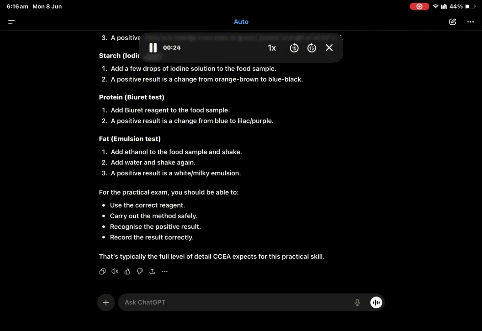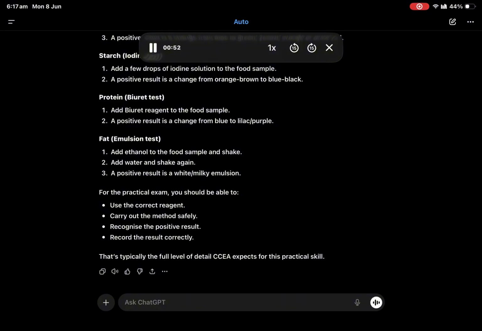Starch iodine test. 1. Add a few drops of iodine solution to the food sample. 2. A positive result is a change from orange-brown to blue-black. Protein biuret test. 1. Add biuret reagent to the food sample. 2. A positive result is a change from blue to lilac purple. Fat emulsion test. 1. Add ethanol to the food sample and shake. 2. Add water and shake again. 3. A positive result is a white milky emulsion.